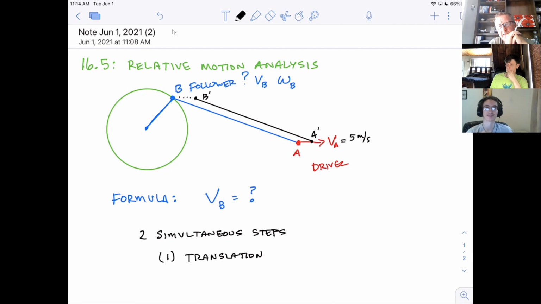So the absolute motion analysis, they're connected. A and B are connected absolutely by this rod. And so if you drag A 5 meters a second, then B is going to go 5 meters a second. Except you say, well, that's not really what happens because B has to stay on the circle. Well, what happens second then is a rotation. So it sort of drags to this new position.